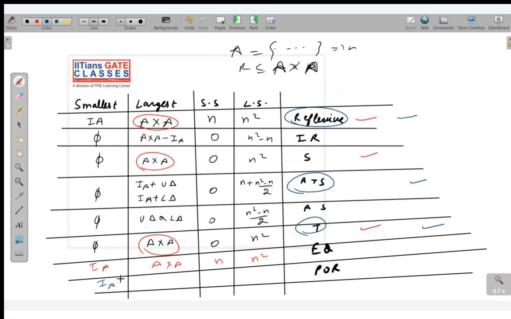And for the largest size, obviously we will go by smallest now, because A cross A is okay, but it is not antisymmetric. So for antisymmetric, we will take this part. So IA plus lower triangular region, IA plus upper triangular, or IA plus lower triangular, one and the same thing. So smallest size is n, largest is n square plus n by 2.